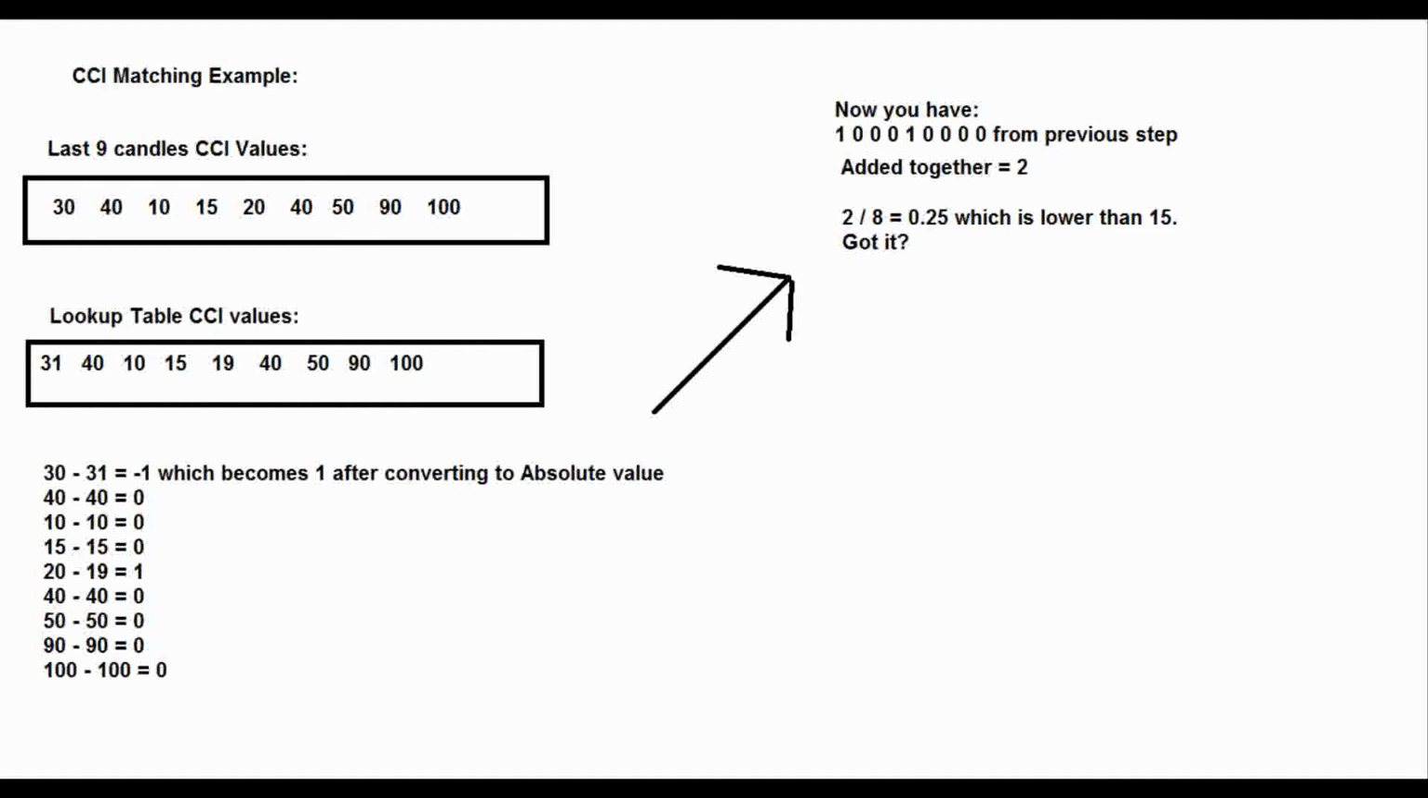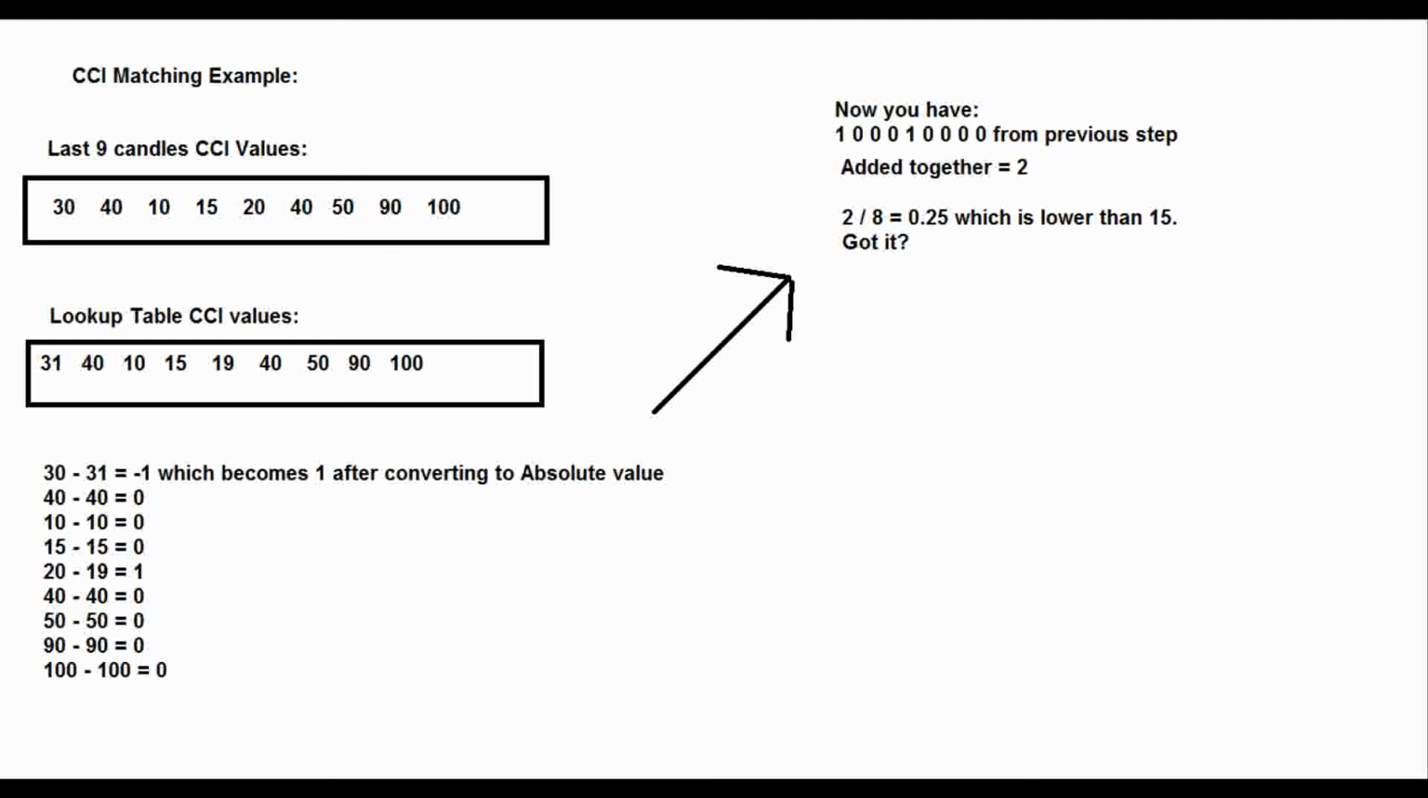I'm going to give you an example of how the CCI matching process works. First, we need to get the CCI values for the last 9 candles. The lookup table of CCI values is already hard-coded in the trading robot and pre-calculated. We will use these ones as an example. There would be 3,000 entries of this and you are just looking at one entry for example.